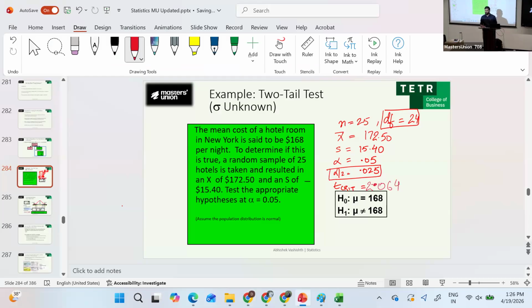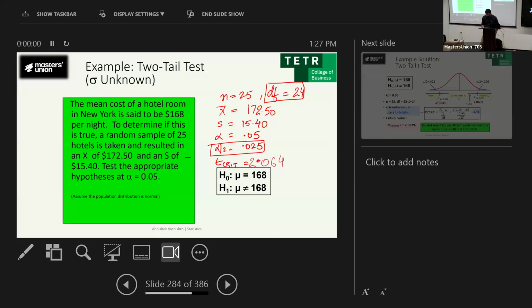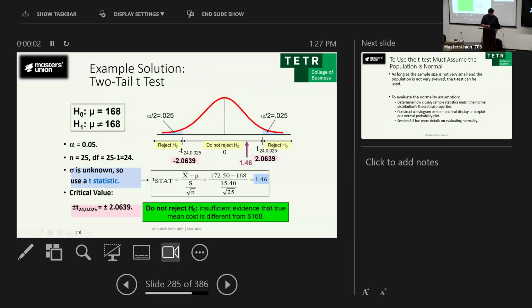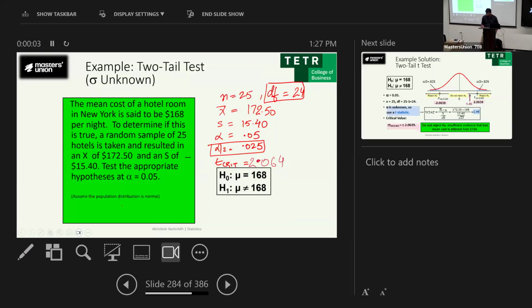2.064 is T critical. Let us find out the T statistic quickly. What is the T statistic? The formula, all of you remember? T statistic is equal to x bar minus mu upon s by root n.